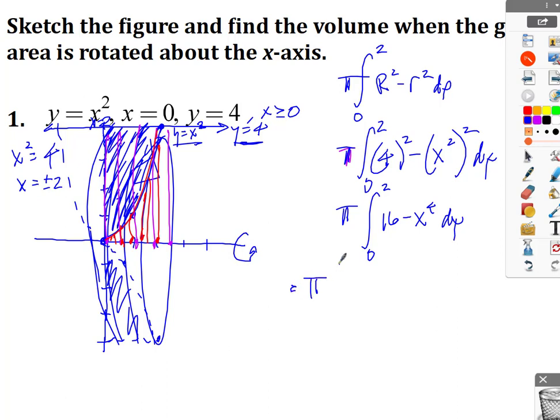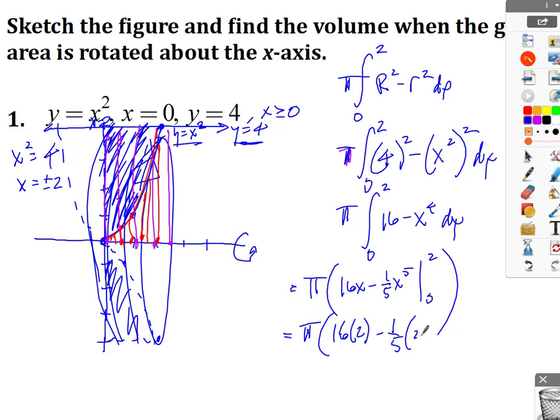So it's going to be pi times 16x minus 1/5 x to the 5th. I think y'all are probably accustomed to seeing this enough times. So pi, 16 times 2 minus 1/5 times 2 to the 5th, minus 0. So I get 32 minus 2 to the 5th is 35. 32, my bad. So 32 over 5.